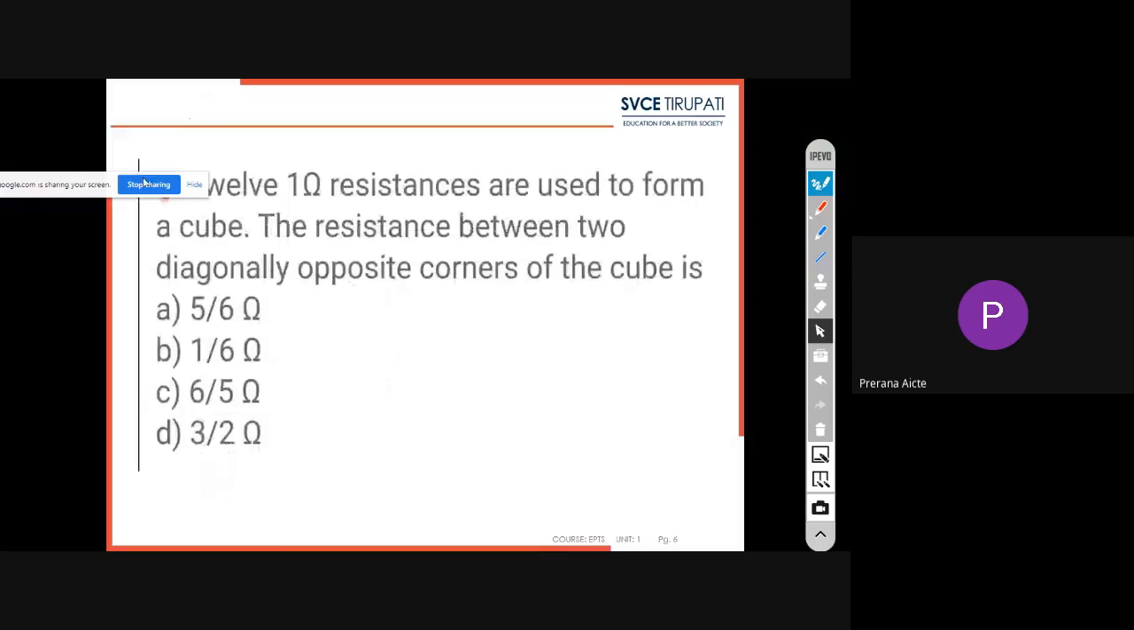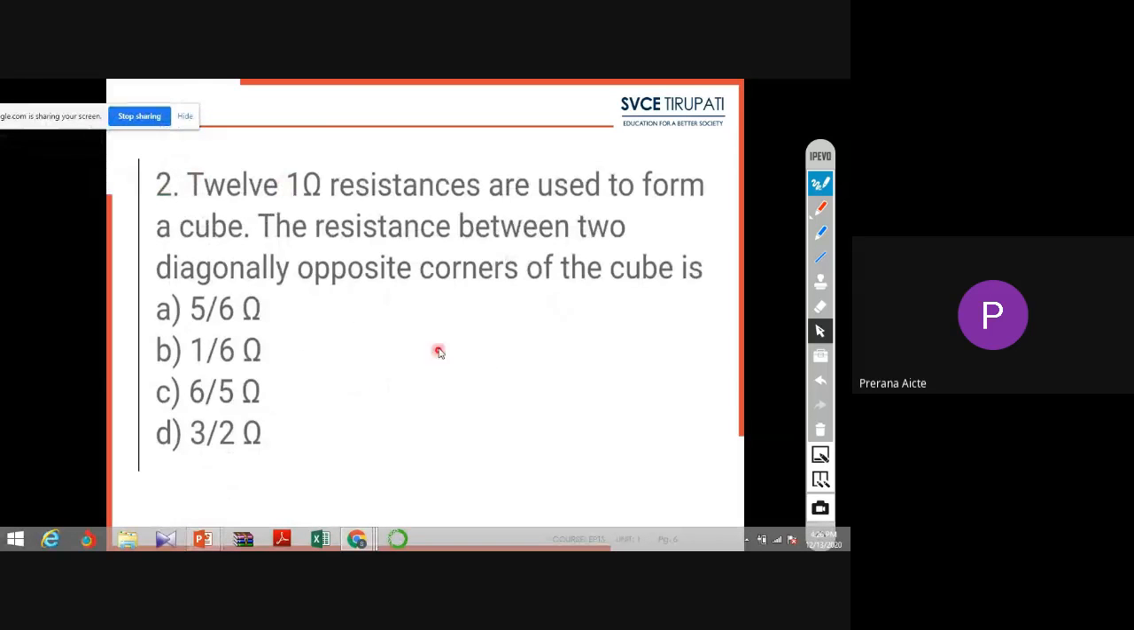So see here, this is a logical question. We already know how to reduce the given network. We have a number of resistances, and using the star to delta conversion technique, we can find the equivalent resistance of the given network.